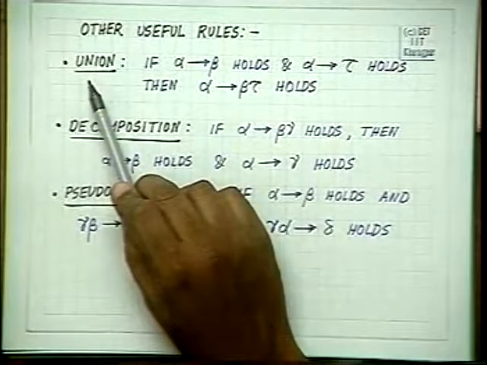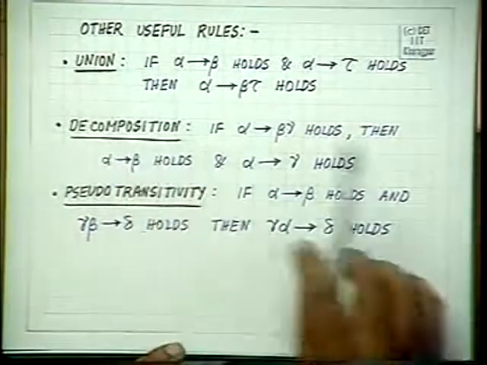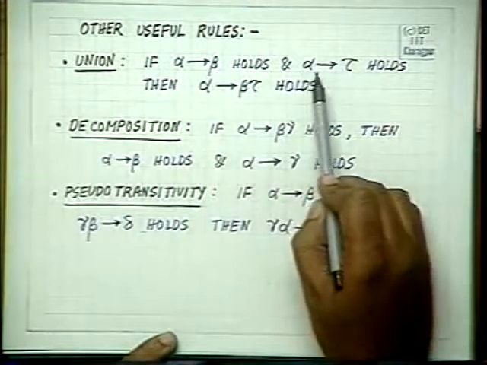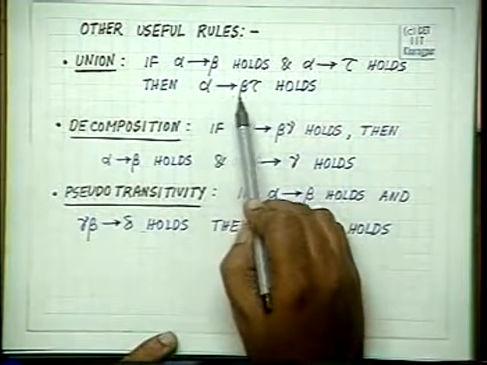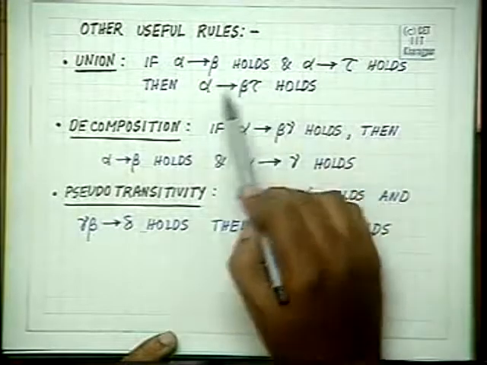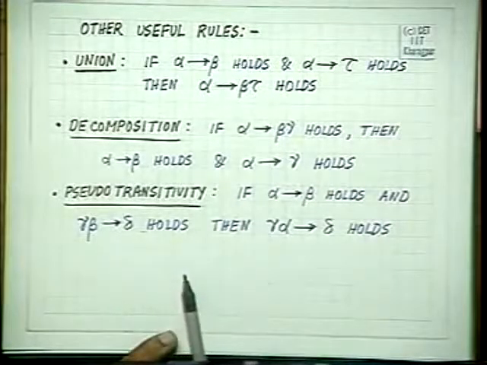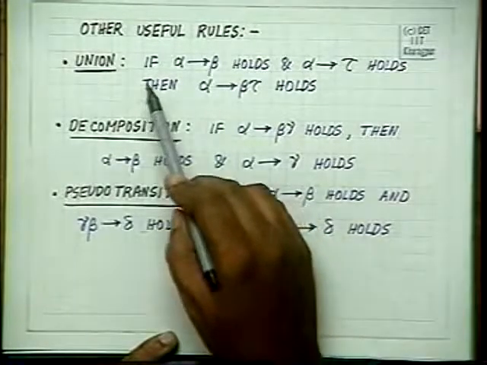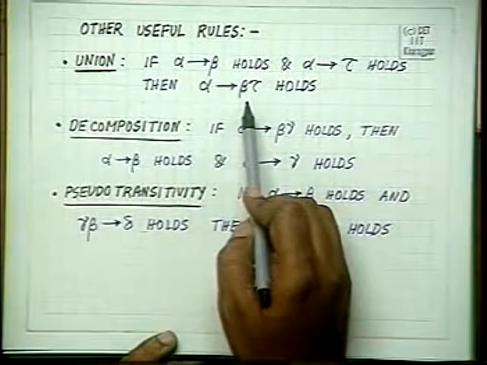The first rule is the union rule. It says that if alpha to beta holds and alpha to gamma holds, then alpha to beta gamma holds. We assume that this was obvious. Now we have got a syntactic rule to prove it.